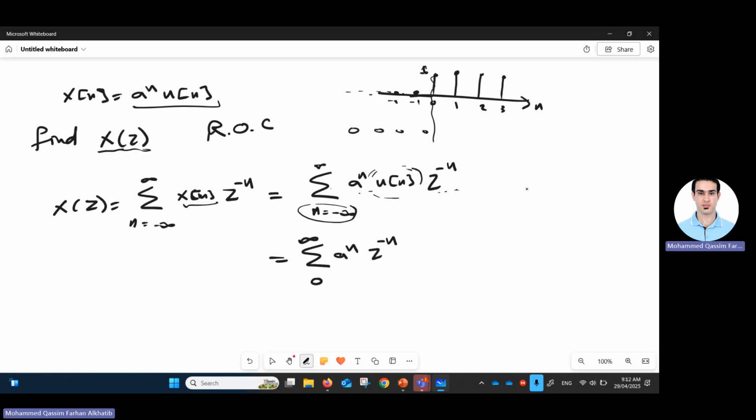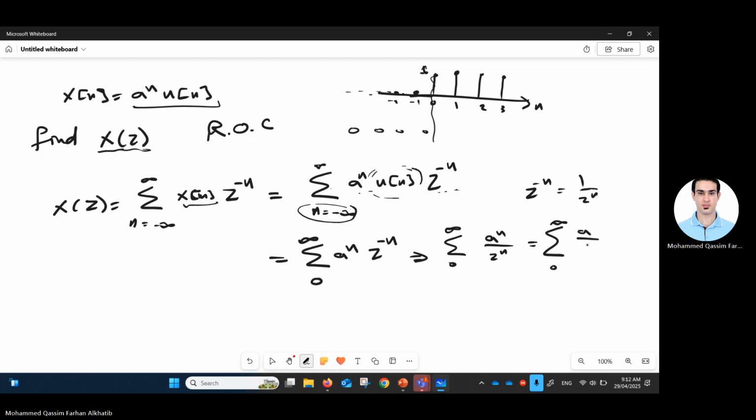All right, so we know that z to the negative n equals 1 over z to the power n. So we can have it this way: summation 0 to infinity, a to the power n, z to the power n, and we can simplify the expression like this. Now, a over z to the power n. Now, for this one, we cannot find it numerically. We need to apply the expressions, the tables.